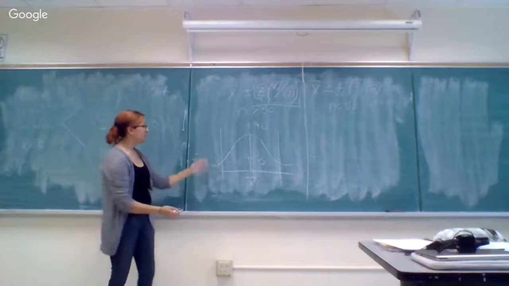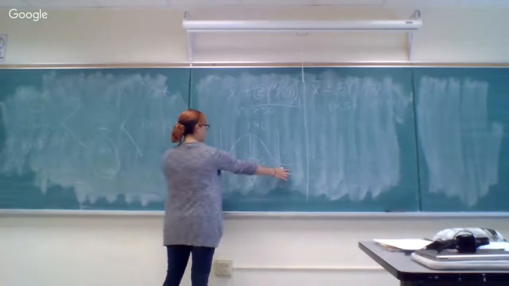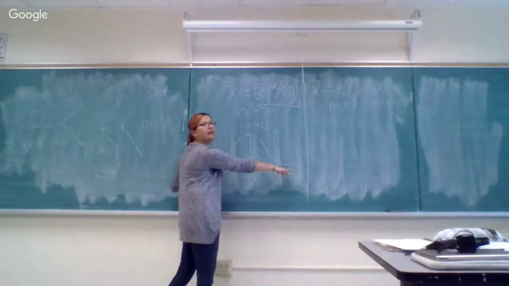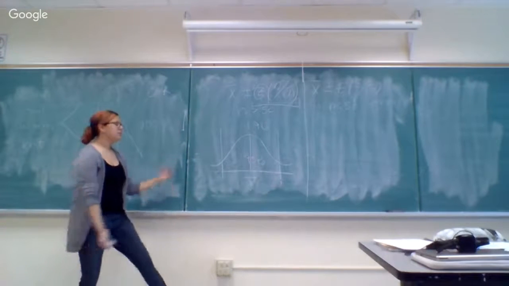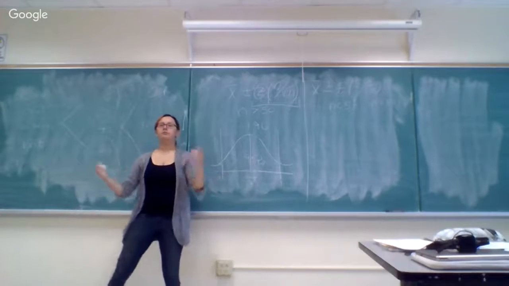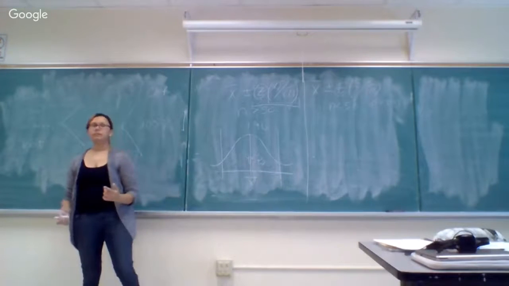And then the opposite is true as well. So if we're out here, we're smaller than 0.05, which means we'd reject. So if we're outside of our interval, we reject our hypothesis.